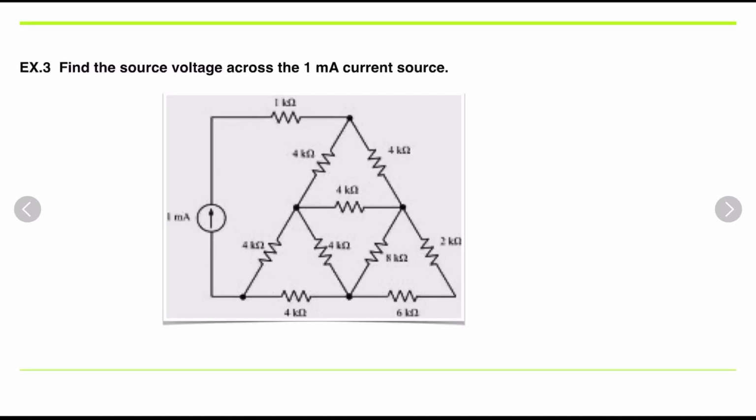Okay, so let's start. So this is our problem. The problem says find the source voltage across the 1 milliampere current source. So this is your current source and we have to find the voltage. For finding the voltage, according to Ohm's law, V is equal to I into R. So I is given, so we have to basically calculate R equivalent across this and this terminal. Okay, so we will start now.